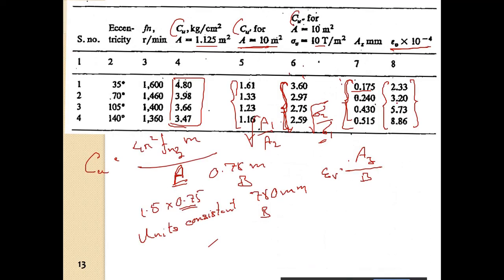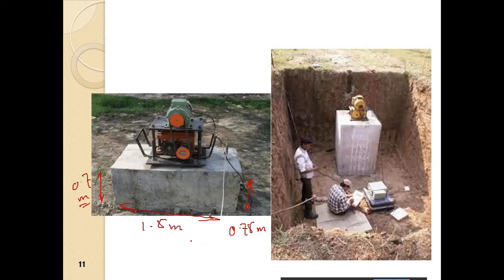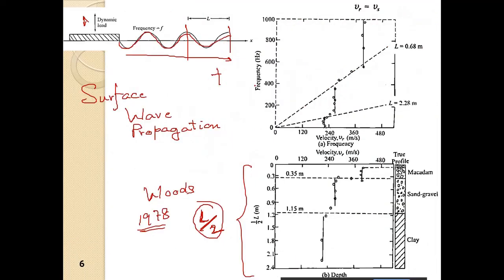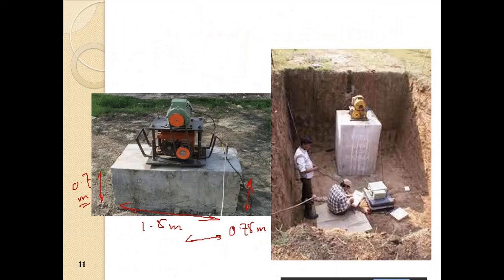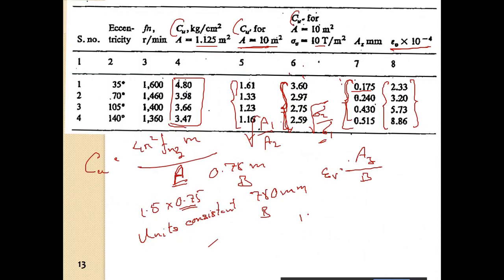Now these are all at the higher range of strain. These Cu values were obtained from the cyclic plate load test, as well as the vertical block vibration test. So these are all for higher range of strains.